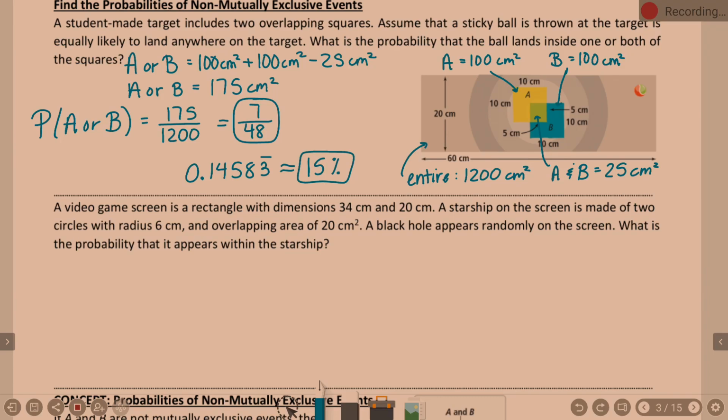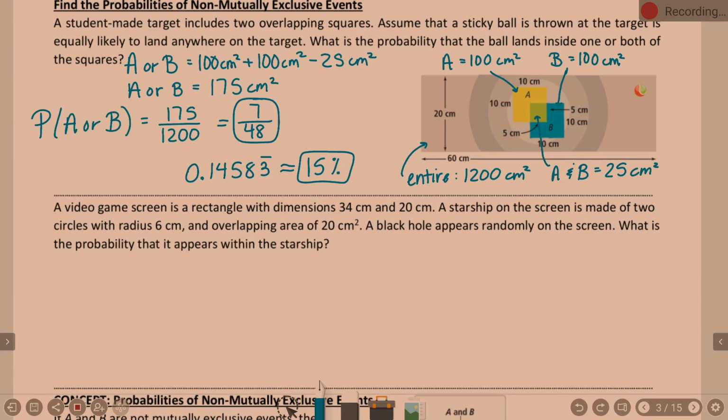Okay. Now, let's talk about the probability of whether the starship succumbs to the black hole. That's next. A video game screen is a rectangle with dimensions 34 by 20. A starship on the screen is made of two circles with radius 6 centimeters and overlapping area of 20 square centimeters. A black hole appears randomly on the screen. What's the probability that it appears within the starship?